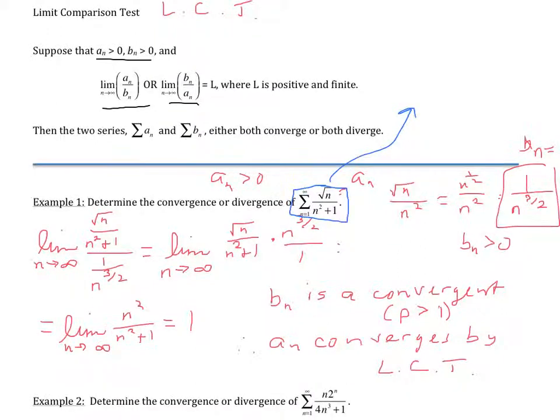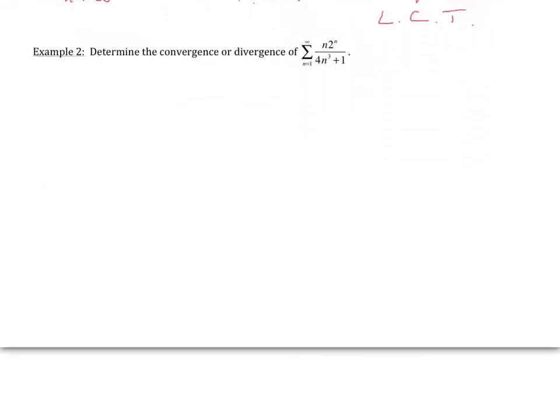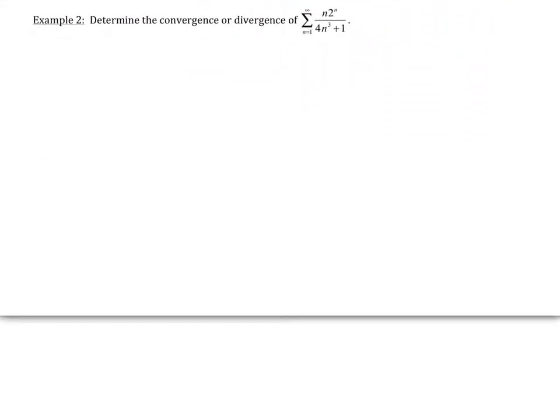All right, I have one more example. So let's look at example 2. Determine the convergence or divergence of the series from 1 to infinity of n times 2 to the n over 4n cubed plus 1. Notice that these series are all starting to get a little more complicated, and that's going to keep happening as we go along. So don't let these freak you out.